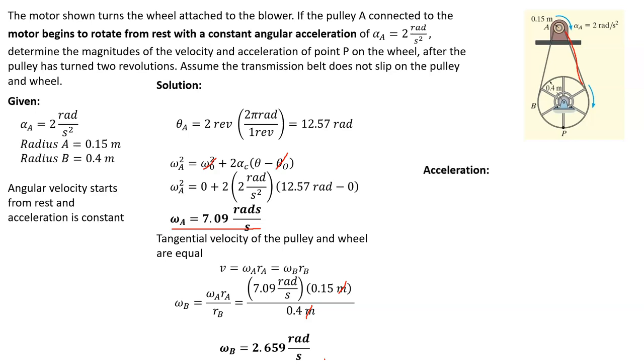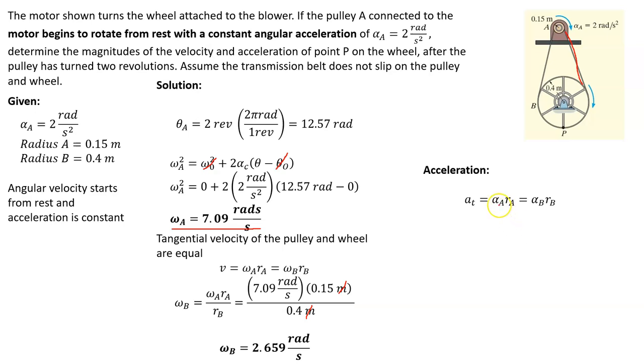So again, now we got our acceleration. We have this equation we can use. So the tangential acceleration around this wheel is the angular acceleration of A times r sub A, which is equal to the angular acceleration of B times r sub B. Like I said, because of that belt, there's a constant tangential acceleration between the two. So that's one thing we knew right off the bat.